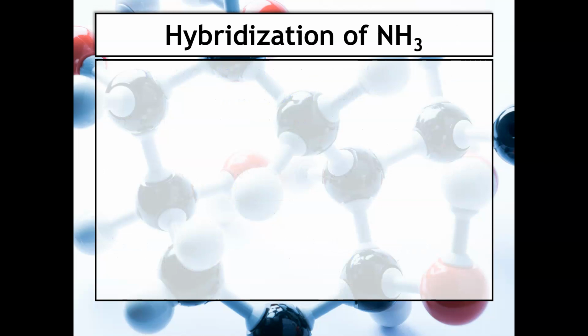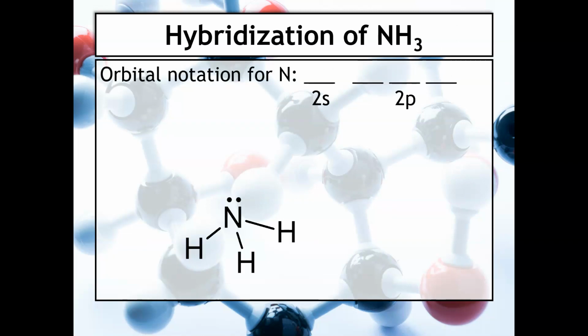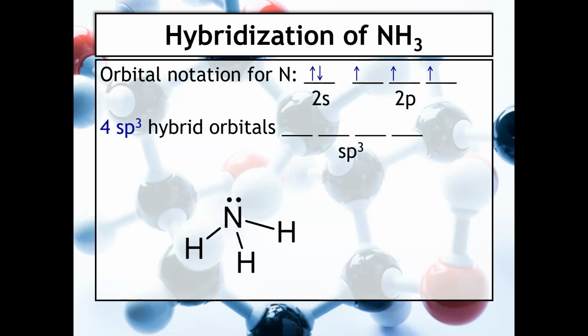Let's talk about the hybridization of NH3. So there's NH3, and the electron configuration orbital notation for the nitrogen atom is going to look like that. And notice again, we don't really need any electron promotion here because we see that we have 3 open spaces for the hydrogens to interact with those electrons.